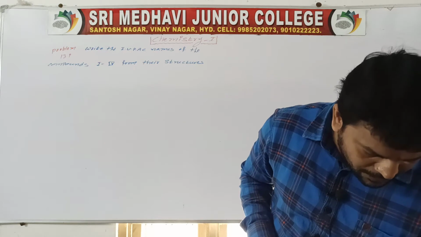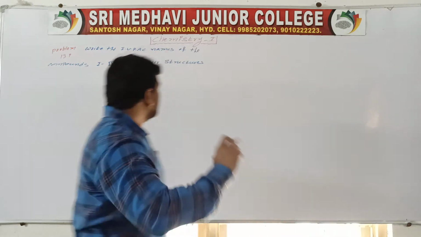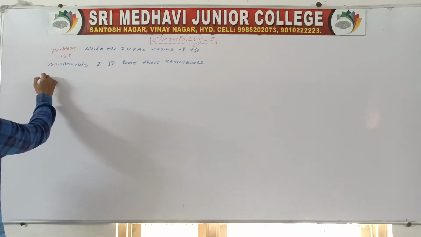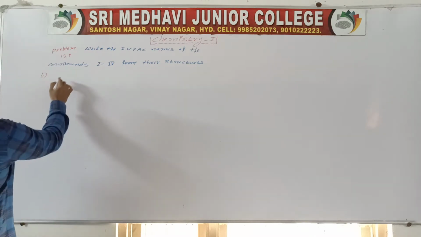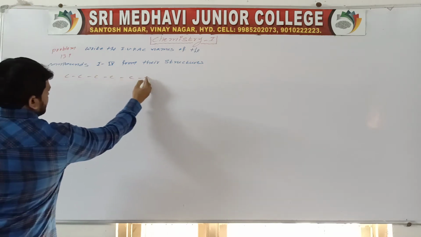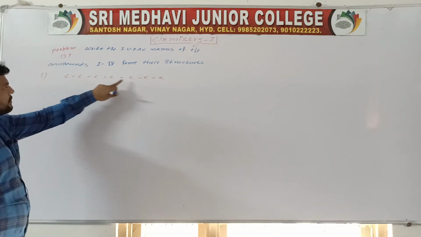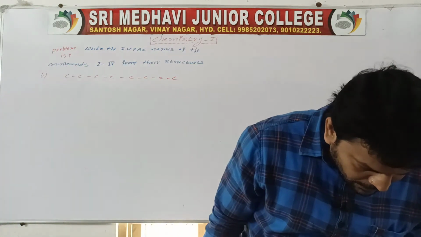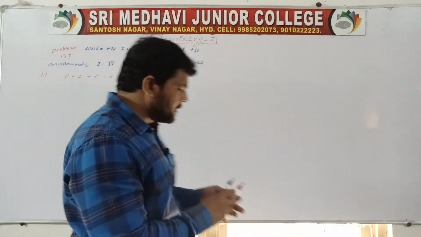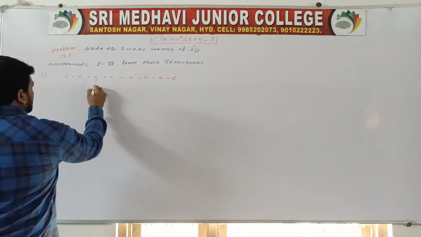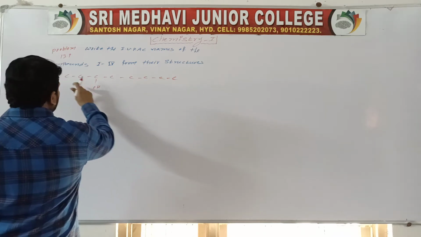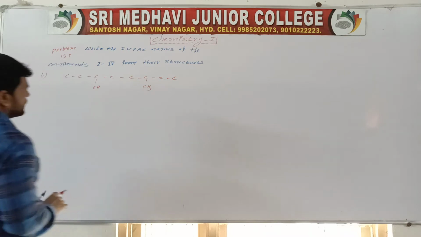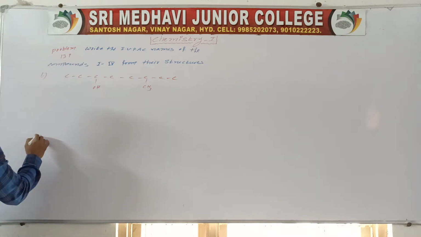So how many compounds are there? 4 compounds are given. In the first one, 8 carbons are given: 1 2 3 4 5 6 7 8, with OH on the third carbon and CH3 on the sixth carbon. This is the first one. You have to write its name.